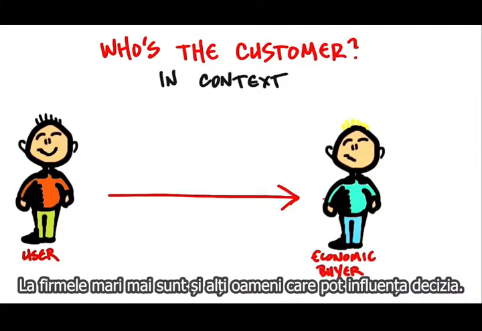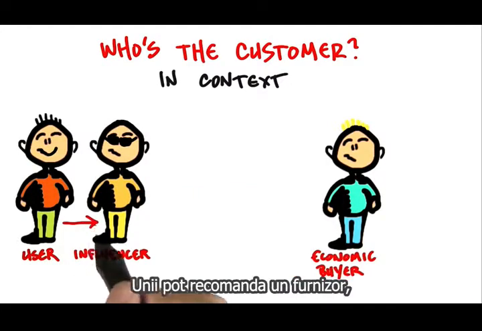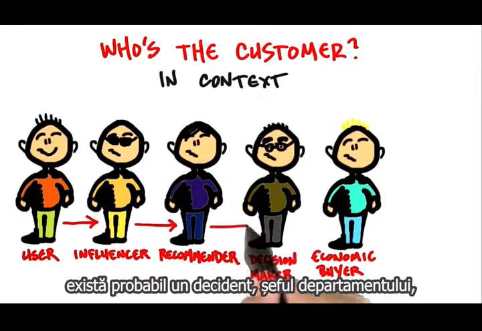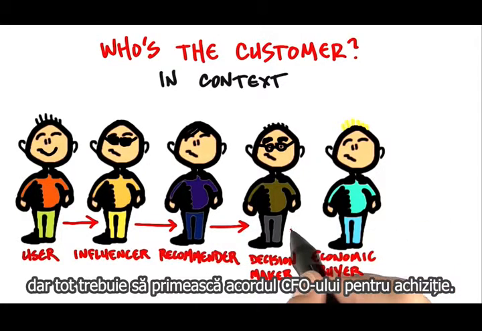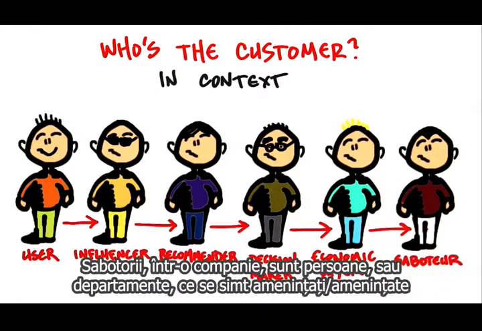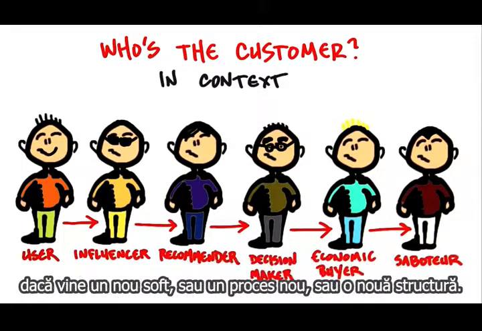And in between this process, in a large company, you might have people who influence the decisions. You might have people who actually recommend who the vendors should be. You might have a decision maker who's the head of the department, but still needs to pass off the final purchase to the chief financial officer. And surprisingly, if you spend enough time selling to companies, you might have saboteurs. Saboteurs in a company are individuals or organizations whose jobs feel threatened if a new piece of software or new process or new organization comes in place.